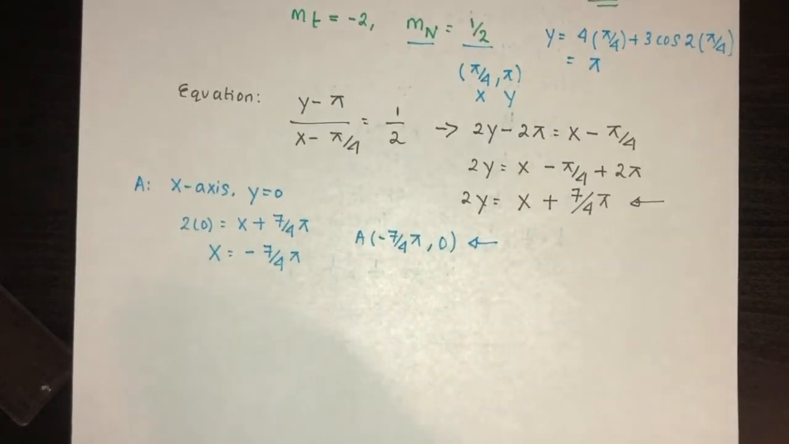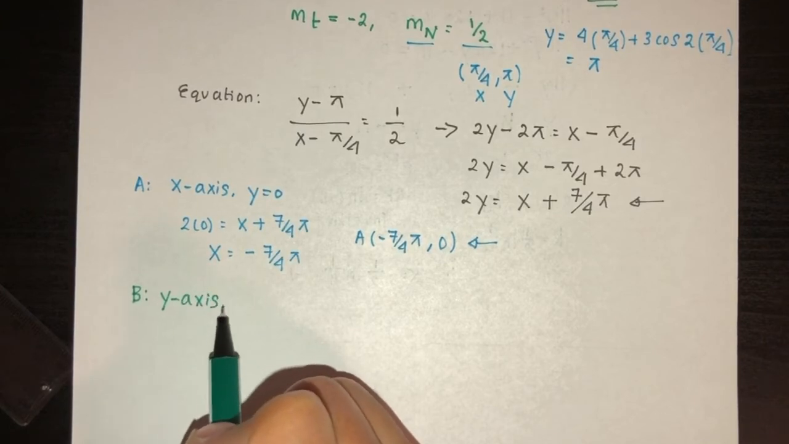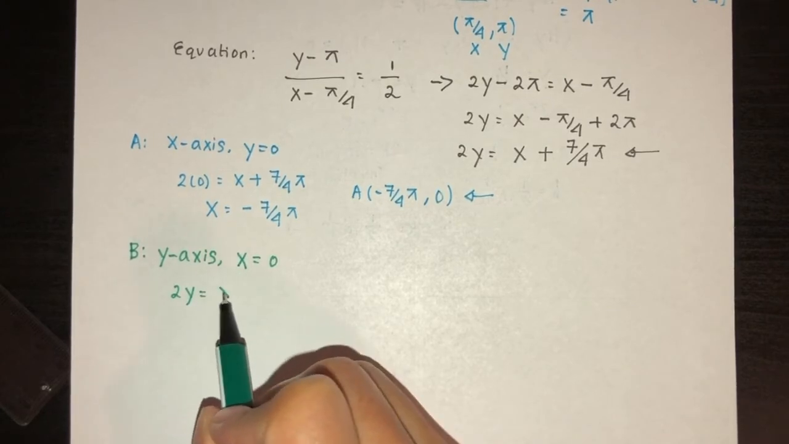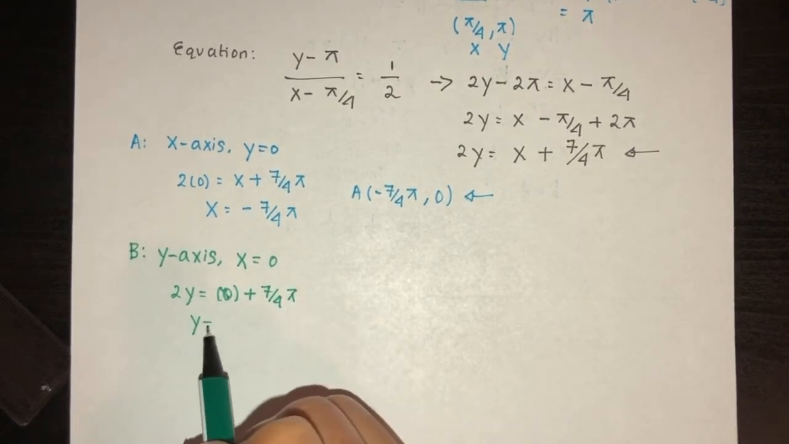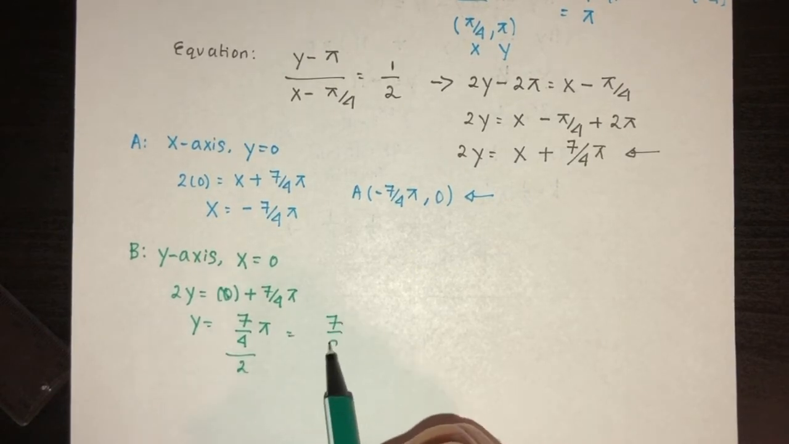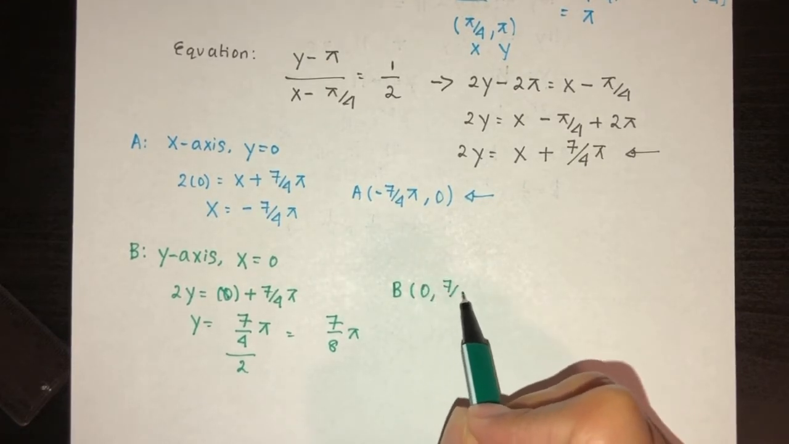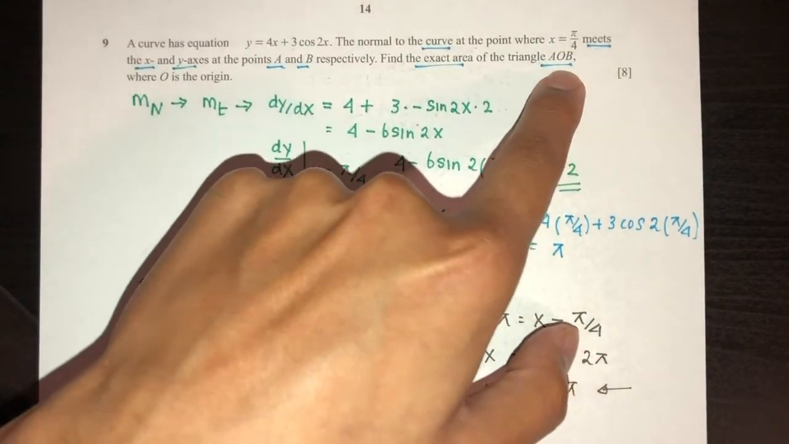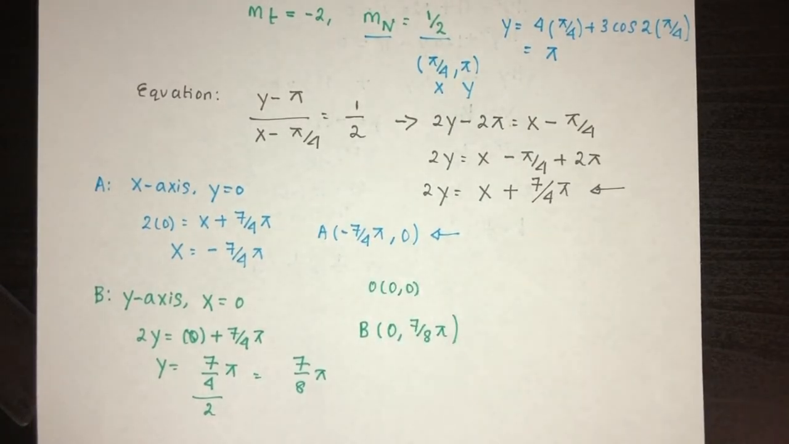Now going on to your point B. For point B, it is on the y-axis. At the y-axis, x is equal to 0. So we have 2y is equal to 0 plus 7 over 4 pi. So the value of y will be 7 over 4 pi divided by 2. That should be 7 over 8 pi. So the point B will be x is 0 and then 7 over 8 pi. Now since we know the points A and B, and the point O is your origin, just 0, 0, we have to find the area of triangle AOB.